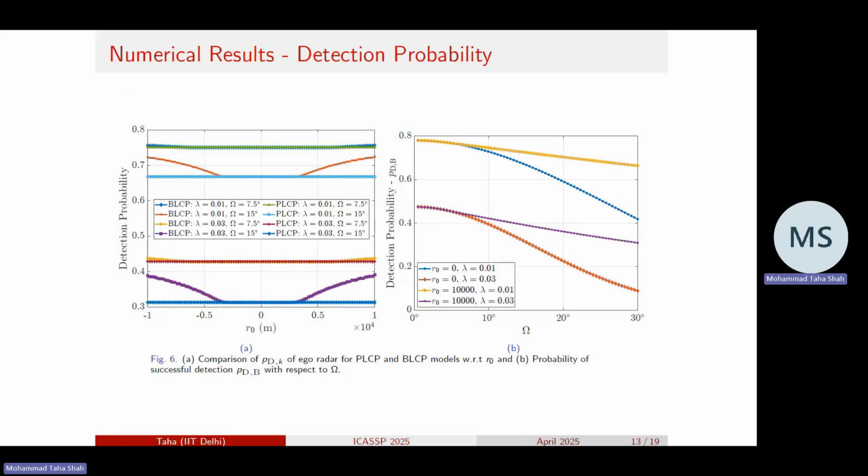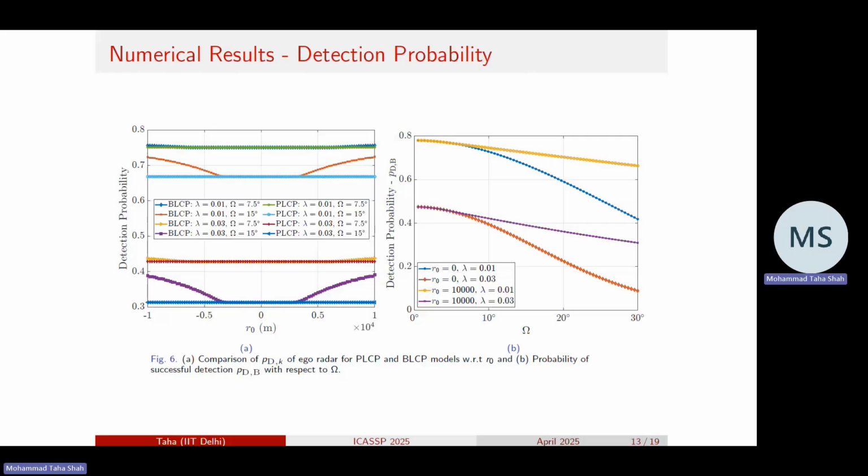Now, this is how the detection success probability looks like with respect to two important parameters, R0, which is the location of the ego radar in the city, and the beam width. Figure A illustrates the detection probability of ego radar at different locations within the city as the vehicle moves from the outskirts, that's R0 is equal to minus 10,000, to the city center, that is R0 is equal to 0, and then back to the outskirts, that is R0 is equal to 10,000. Here's what we observe. As the ego radar moves towards the city center, the detection probability initially decreases. It then saturates to a certain level within the city center. Finally, as the vehicle leaves the city, the detection probability again increases.